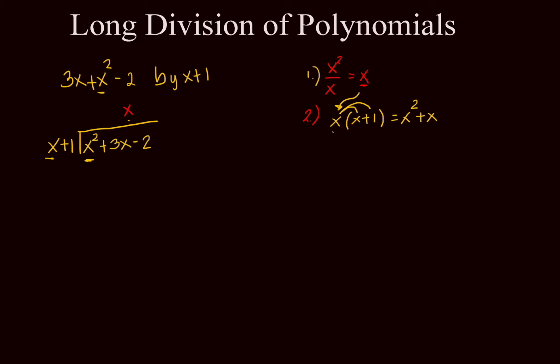So what's the next step? We are now going to use this product and place it underneath our x squared plus 3x. So we are now going to have x squared plus x below your x squared plus 3x.